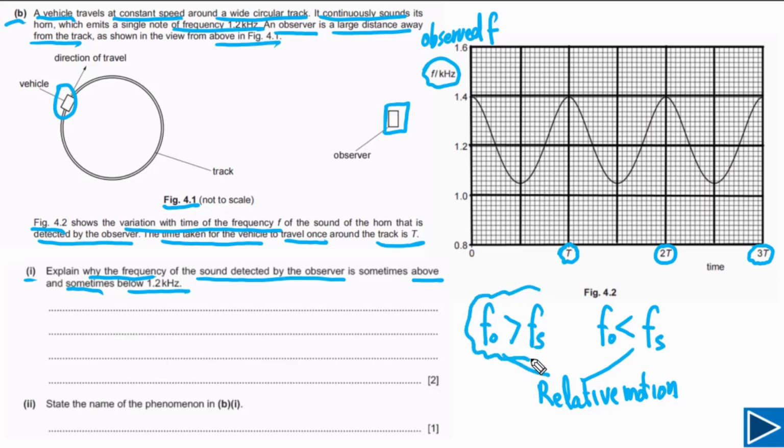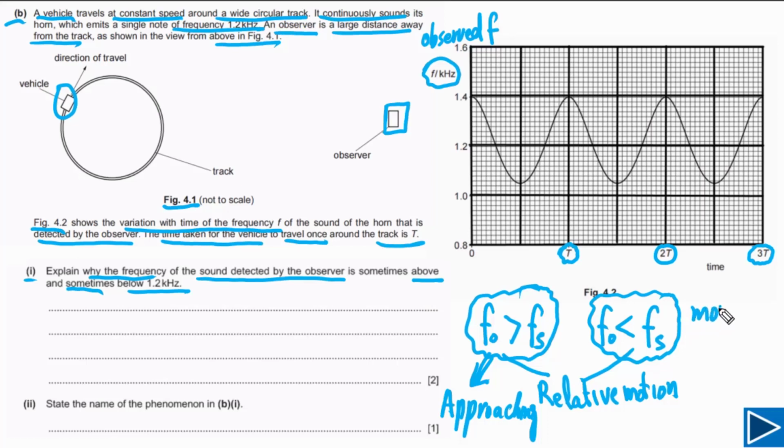Next, we need to understand when the observed frequency is higher than the frequency of the sound produced by the source. Observed frequency will be higher than the frequency produced by the source when the source is approaching the observer. In this case, our assumption is that the observer is not moving. So when the source is approaching, observed frequency will be higher than the frequency of sound produced by the source. And second, observed frequency will be lower than the frequency of the source when the source is moving away from the observer. And this is due to Doppler effect. Now you see, this question has 2 marks.